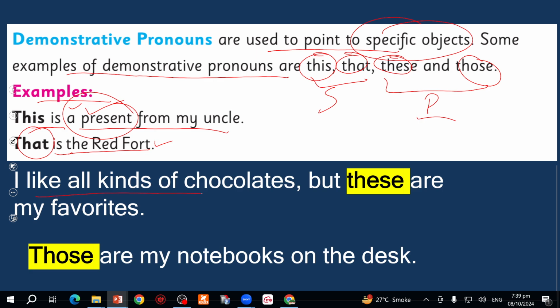I like all kinds of chocolates, but these are my favorites. Why are we using these? We are talking about more than one chocolate. So that's when we will use not this, but these.